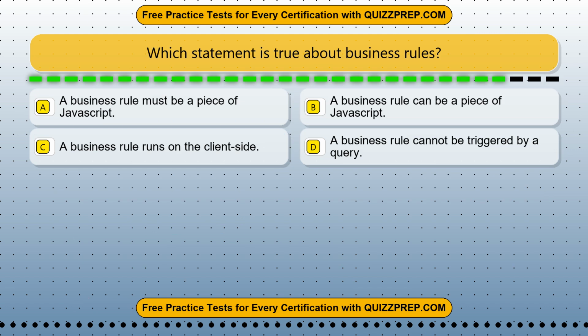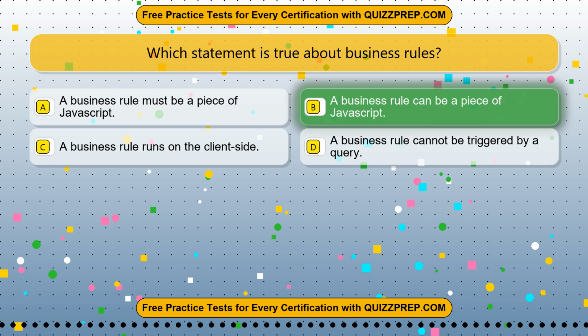Question 104. Which statement is true about business rules? Option A. A business rule must be a piece of JavaScript. Option B. A business rule can be a piece of JavaScript. Option C. A business rule runs on the client side. Option D. A business rule cannot be triggered by a query.